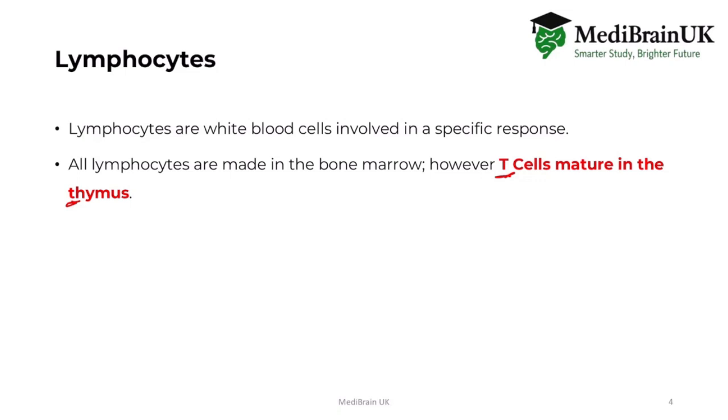The thymus is basically the part that you have between your lungs. That's where your thymus gland is. So that's the part where they mature.